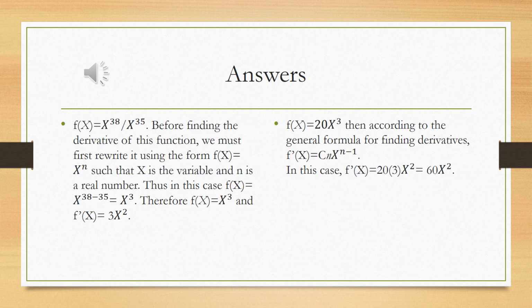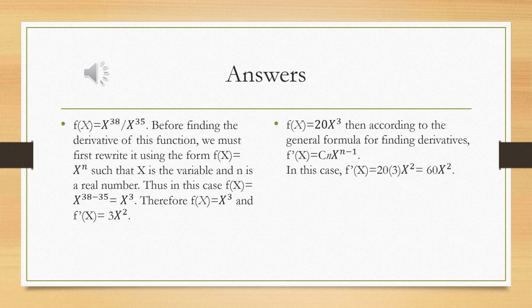f of x equals x to the power 38 over x to the power 35. Before finding the derivative of this function, we must rewrite it using the form f of x equals x to the power n, such that x is the variable and n is a real number. In this case, f of x equals x to the power 38 minus 35, which is x to the power 3, and f prime of x is 3x squared.